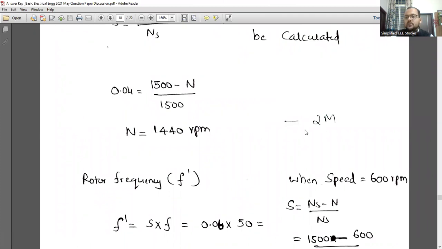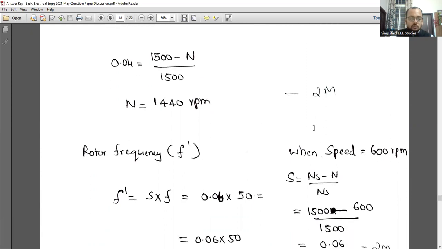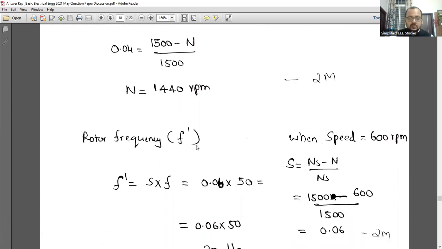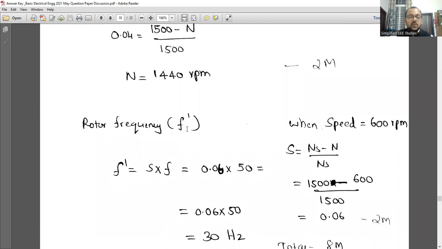Please do verify it. I request everyone to verify. Anyway, the answer is right only, but from your side also you can do the verification. It carries 2 marks. Now the rotor frequency. What is the formula for rotor frequency? F dash equal to S into F. But the slip we have to compute. When the speed is 600 RPM, correspondingly you need to calculate the slip.